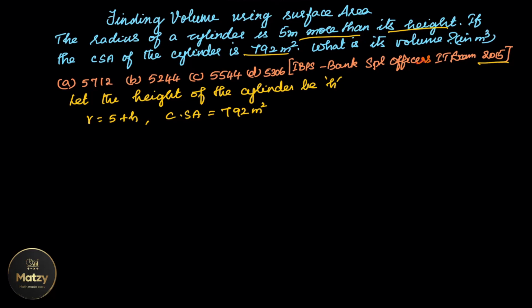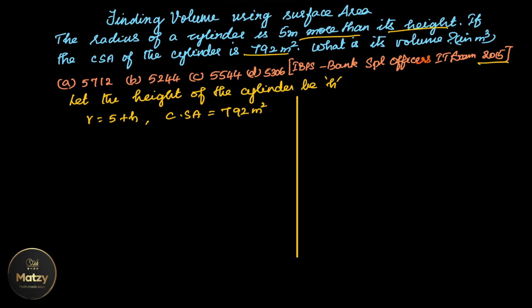I am taking the height of the cylinder as h. What is the radius? 5 meters more than its height, so 5 plus h I have taken. What is its CSA? It's given as 792 meters square.